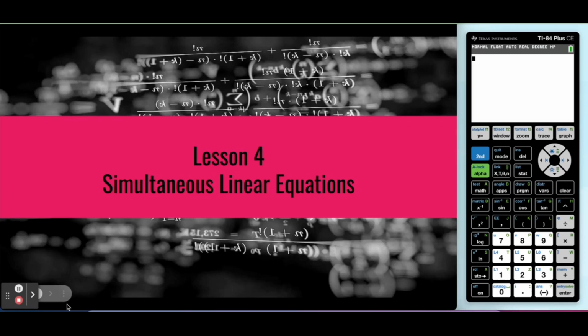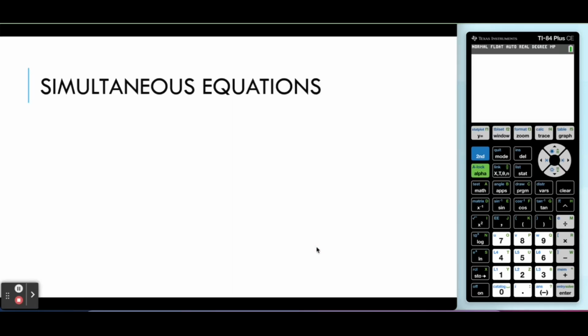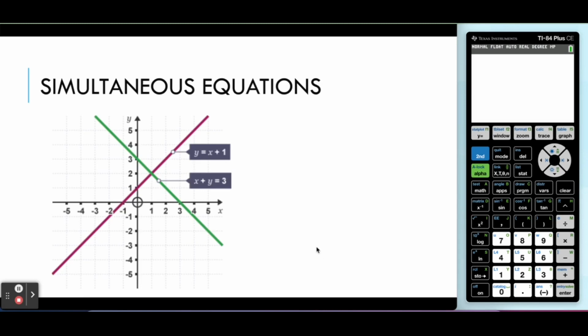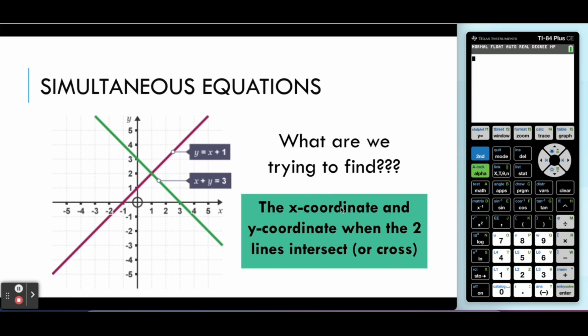In this video, we're going to talk about simultaneous equations. What are simultaneous equations? Basically, your objective is to find an intersection point. So you're looking for a point, so you need to have x and y coordinates, and this is when both of your functions will be crossing each other, or intersecting with the proper math terms.